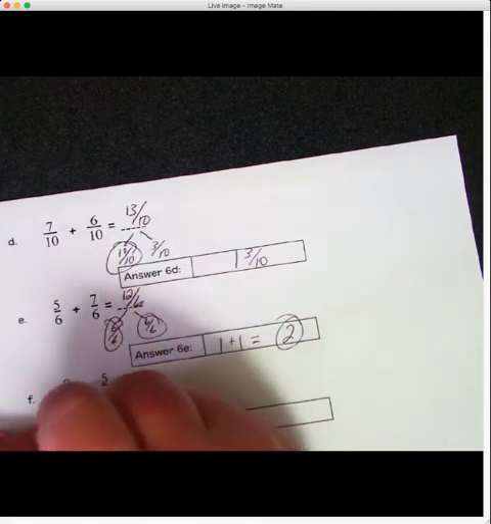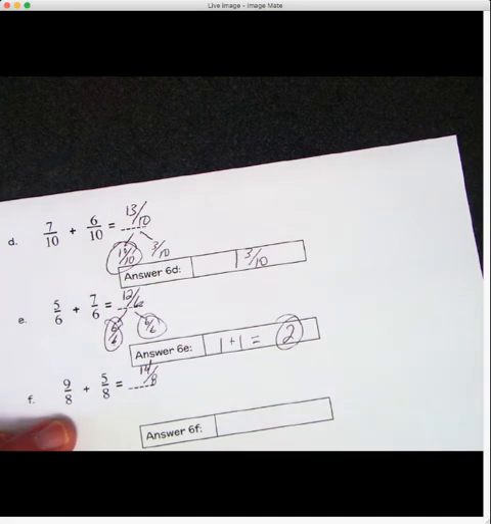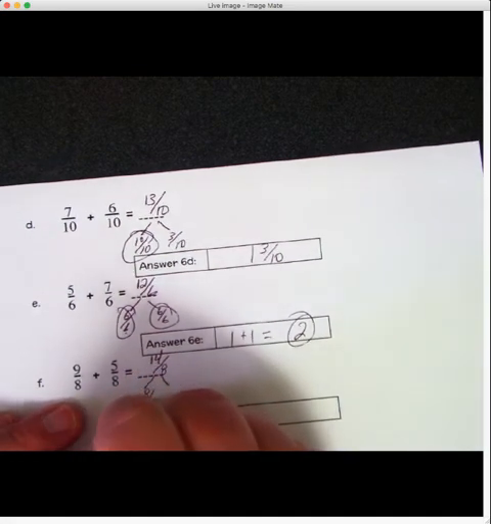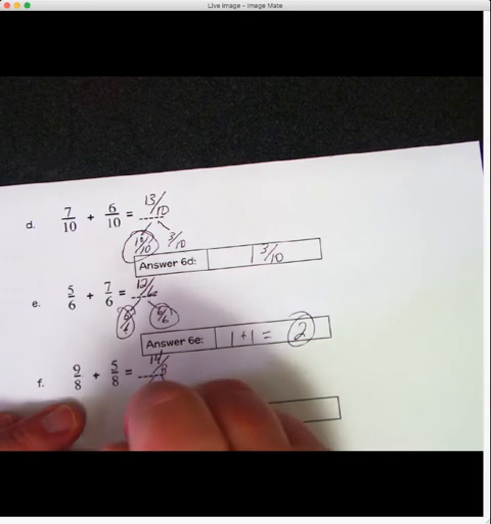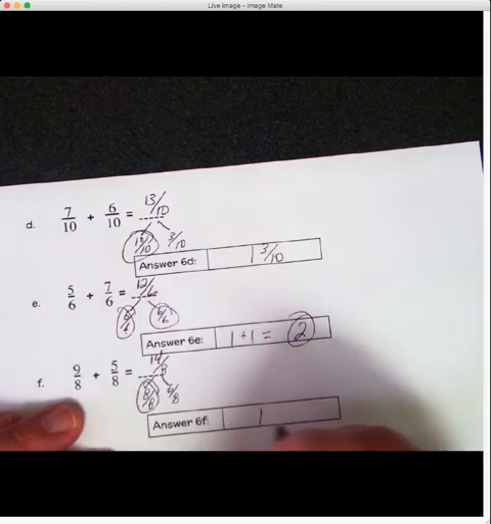9/8 plus 5/8. 9 plus 5 is 14/8. Okay, let's make it 8/8 for our 1. And 8 plus 6 would be 14. So we've got 1 and 6/8.